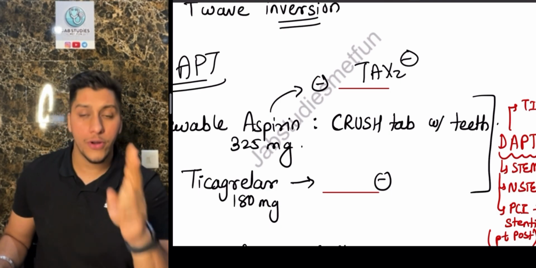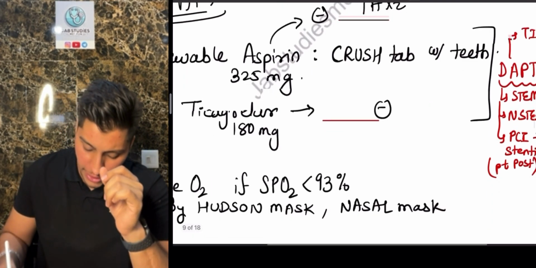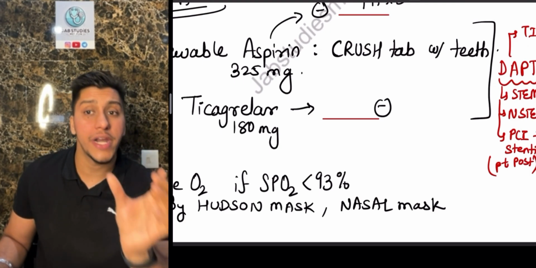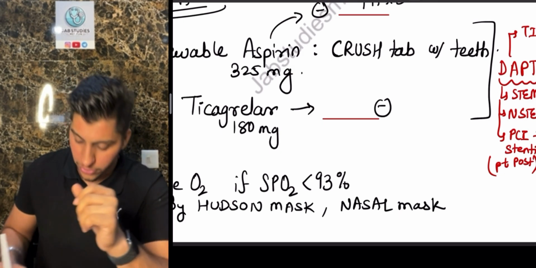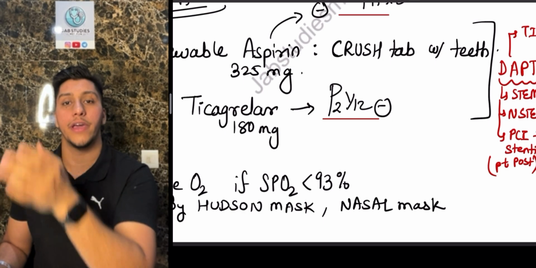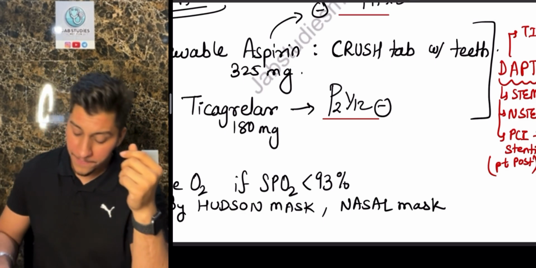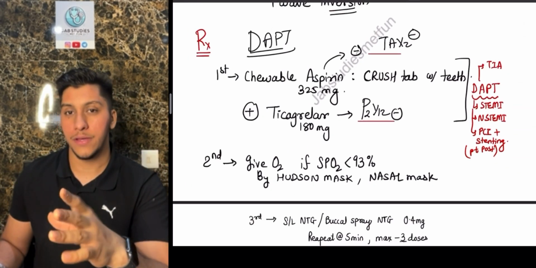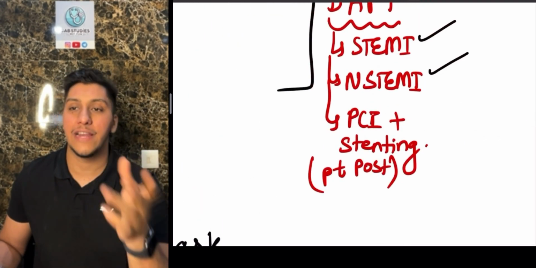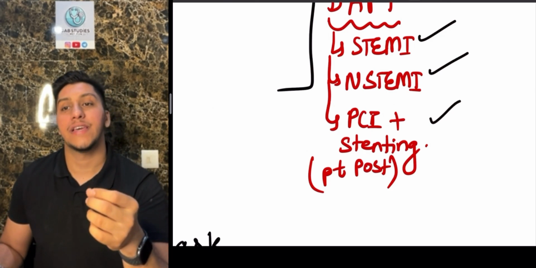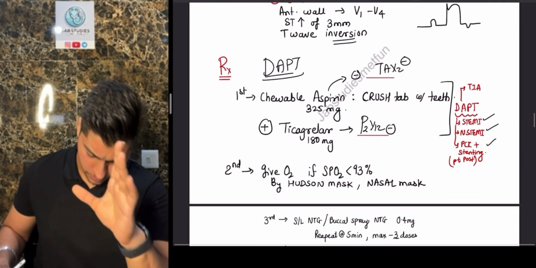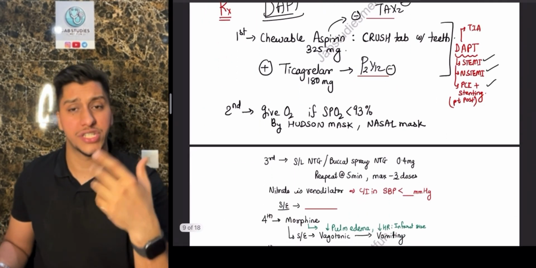For dual antiplatelet therapy, one is aspirin. The next one is ticagrelor. You can give clopidogrel as well, but remember ticagrelor also can be given, 180 milligram, and the mode of action of ticagrelor is P2Y12 inhibitor. This is a PYQ asked in all FMGE, INI as well as NEET PG. Okay, so where can you give this dual antiplatelet therapy? You can give it in case of STEMI, you can give it in case of NSTEMI, non-ST elevated MI. You can also give it in PCI, percutaneous coronary intervention.